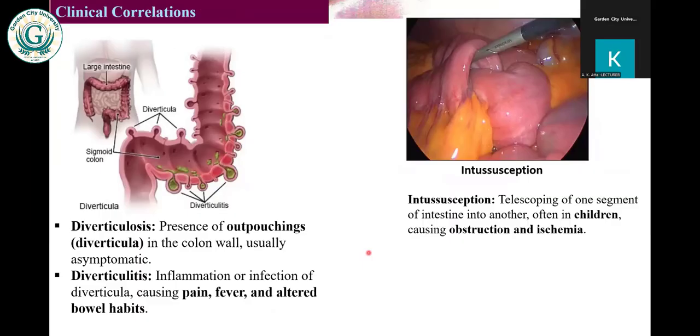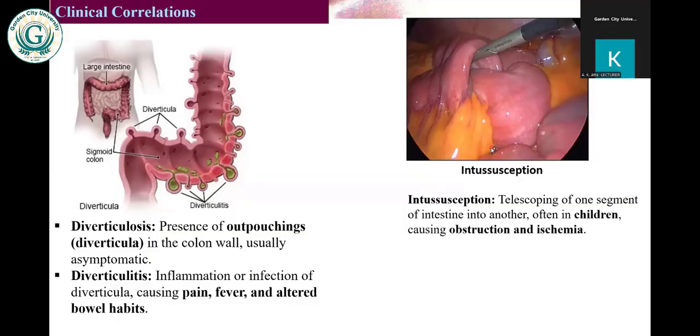Now, you can have these things also happening within the mucosa. You can have outpouching in the wall of the colon, and that outpouching is what we call the diverticula. The condition is what we call diverticulosis, and these outpouchings can become inflamed, a condition that we call diverticulitis, and it usually causes pain and fever.